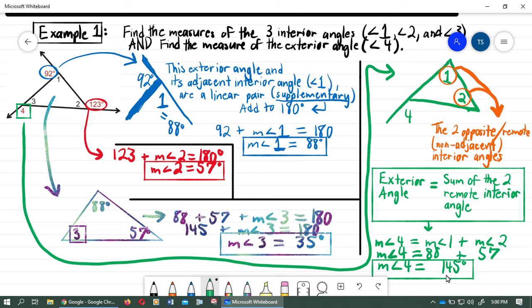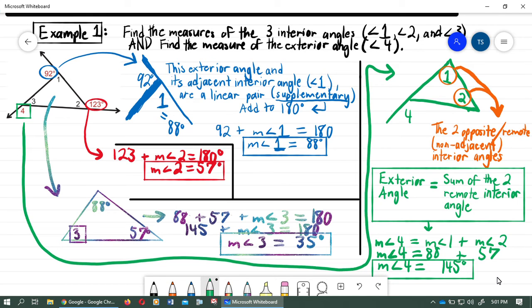Now, this example only had numeric values. You didn't see any variables like X, Y, Z, Q, R, P, S, T, whatever. There were only numeric values here. But this example still involved some of those previous concepts that we had been discussing. It didn't only involve concepts with exterior angles. It also involved things like linear pairs that we had talked about in previous lessons too. But anyway, that's example 1.